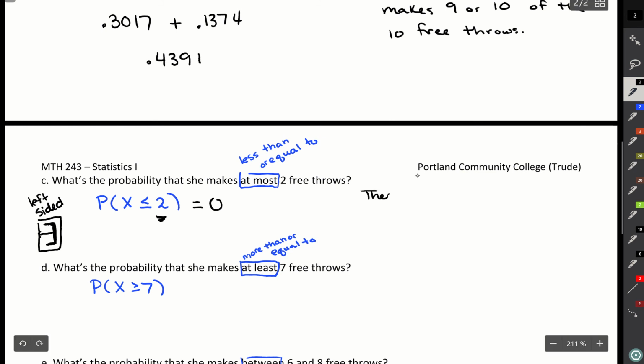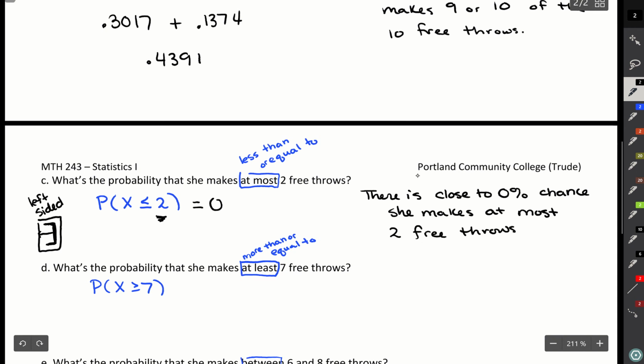So there is close to 0% chance she makes at most 2 free throws. Let's throw in of the 10. It's good to throw in the number of trials, because if we change the number of trials, then the probability changes.